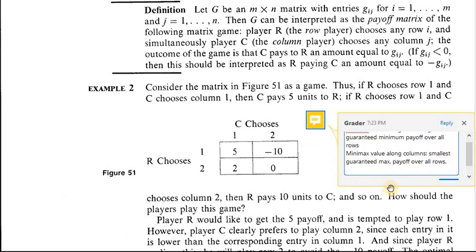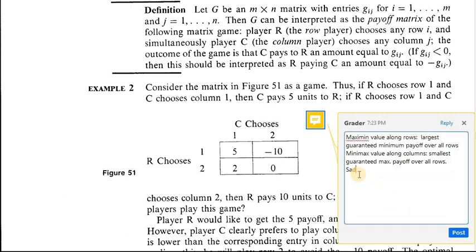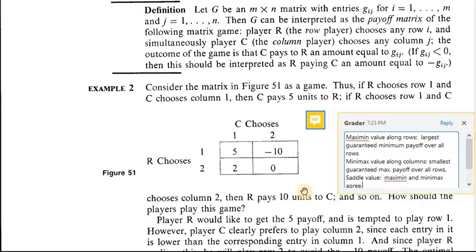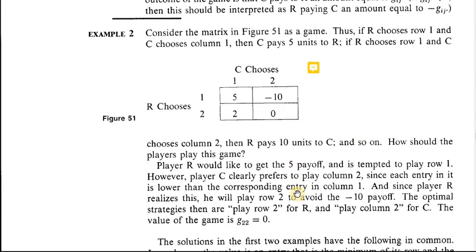So if you have a saddle value, then the maximin and the minimax agree. And that's what we've seen here. So they both will get their guaranteed minimum values. All right, so let's go on to the next example.